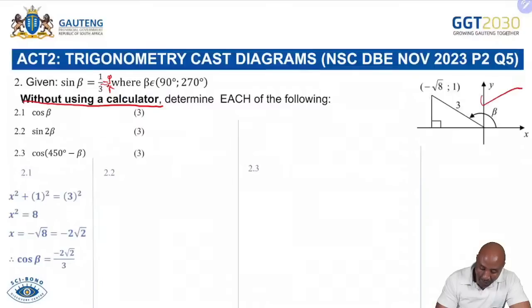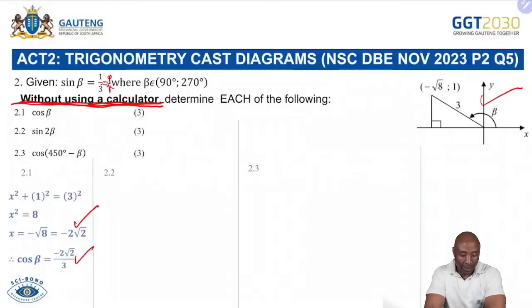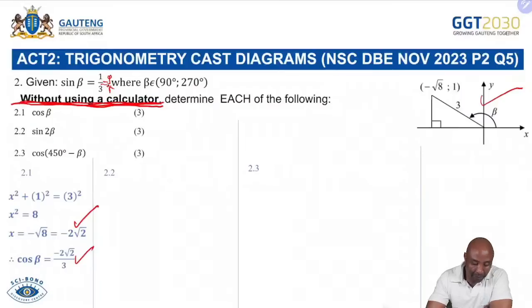Diagram in the correct quadrant, our x, and then the answer for cos beta will be negative 2 root 2 over 3, or negative square root 8 over 3. Please do not leave your answer as a decimal, because the question is specific: without using a calculator. The moment you leave your answer as a decimal, you have used a calculator.